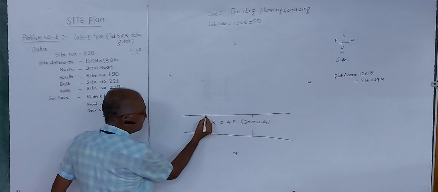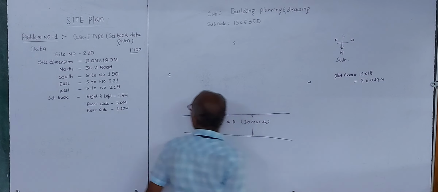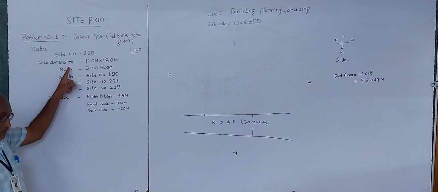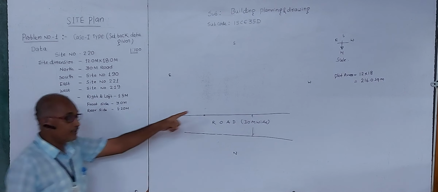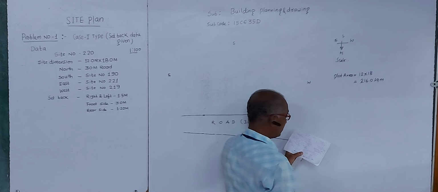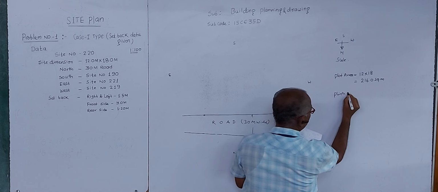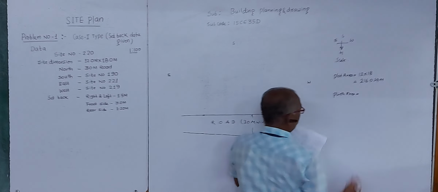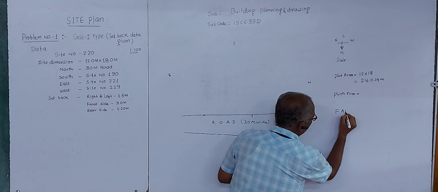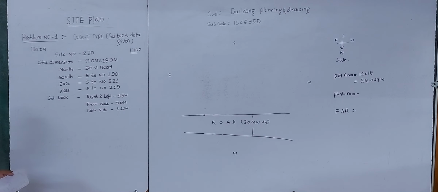Then from this point, you consider only one point. Here the east and west. Before going to that, you have to do some calculations. The plot area is 216 square meter, and you have to calculate the plinth area and the FAR, floor area ratio.